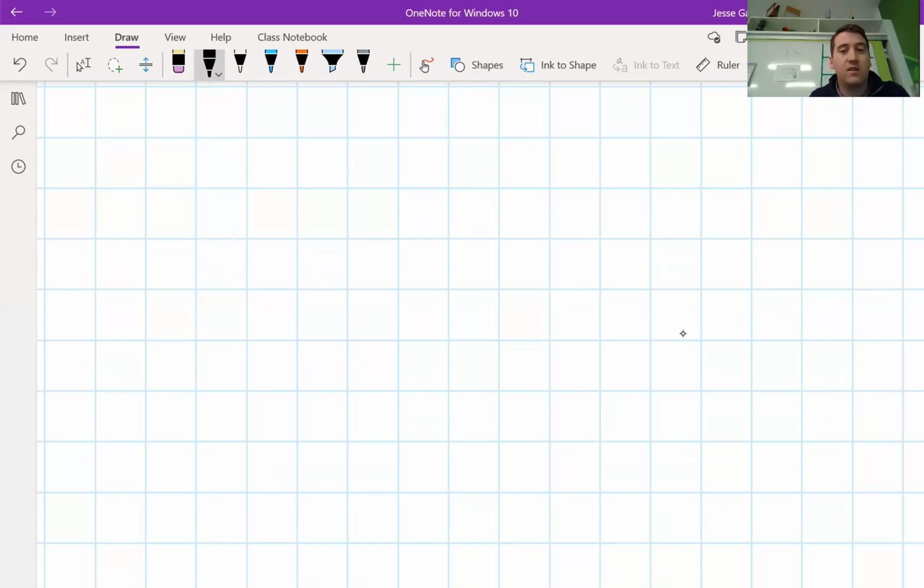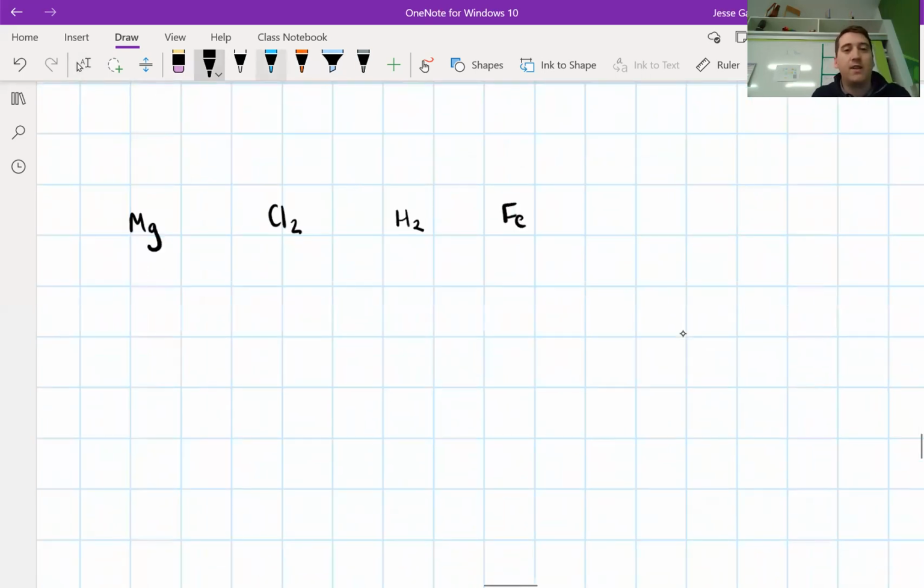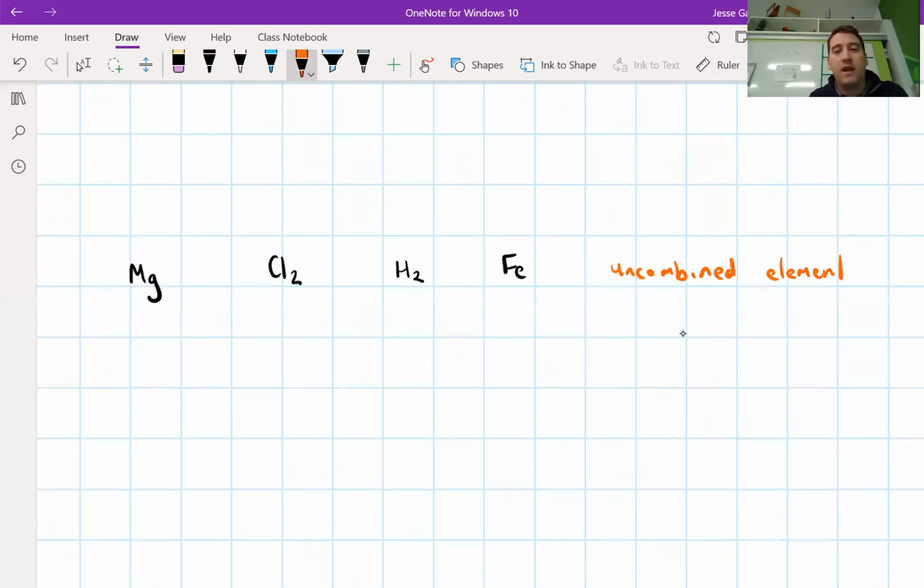Here is a magnesium atom. Here is a chlorine molecule. Here is a hydrogen molecule. And here is an iron atom. Now, the first thing I want to point out is what do all these things have in common? What they have in common is that they're all uncombined elements. They're not joined with anything else. They're uncombined elements, and if they're uncombined elements, they have not lost or gained any electrons yet. Okay, so that's the first thing to know.